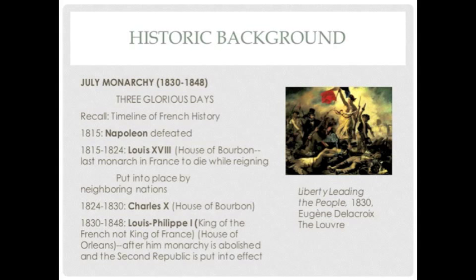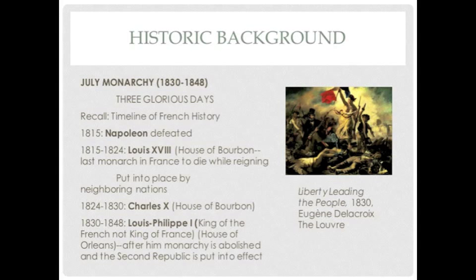From 1824 to 1830, Charles X, who was also from the House of Bourbon, succeeded Louis XVIII. He was very unpopular, and this led to an uprising, which was called the Three Glorious Days. If you can see on the right, Liberty Leading the People by Eugene Delacroix is a depiction of these Three Glorious Days. The woman holding the flag in the middle is Marianne, who is a symbol of France.